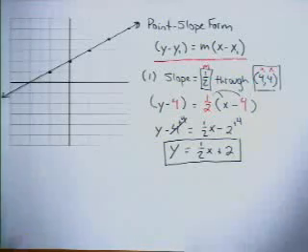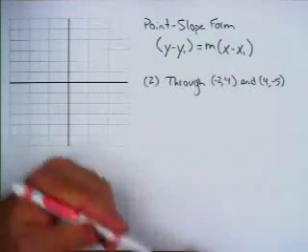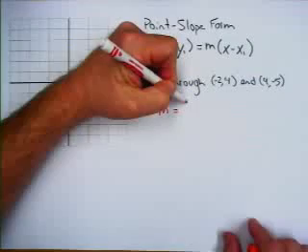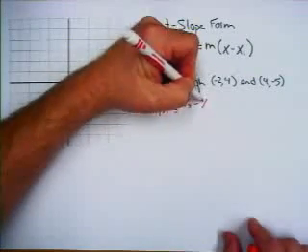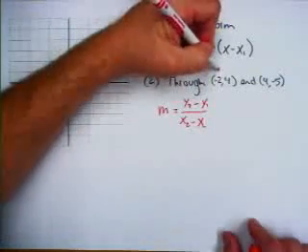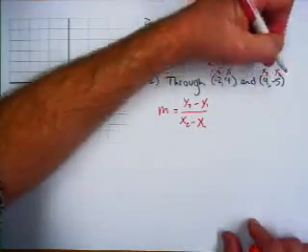Now sometimes, instead of having the slope and a point, you're given 2 points and you have to find the equation of the line. Well, we still use point-slope form, but the first step is to find the slope. Now if you remember, the equation for the slope given 2 points is m equals y2 minus y1 over x2 minus x1, where this is x1, y1, x2, y2.